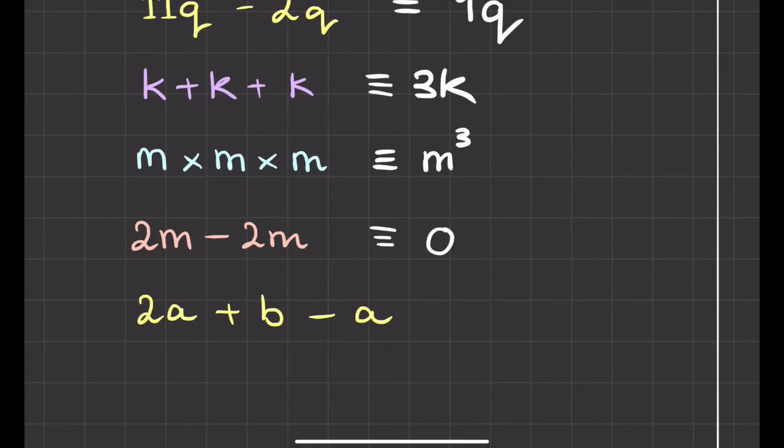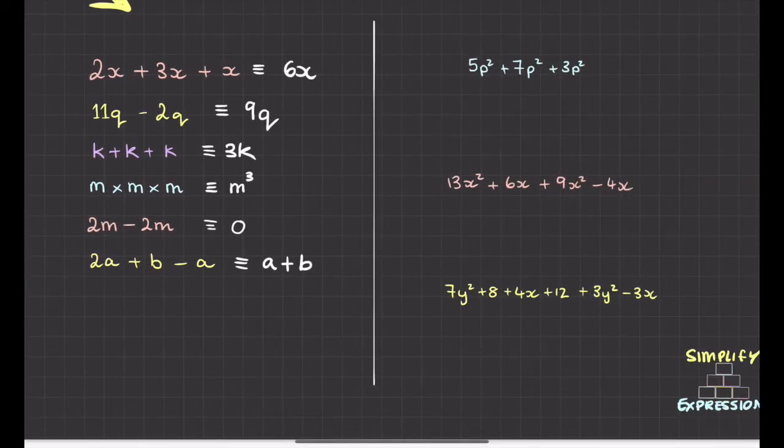And then the last one there, I've got 2a plus b minus a. So I've got 2 groups of a, I add on b, and then I take away one of my a's. Now, if I had 2 a's and then I took away one of my a's, then I'm going to be left with just 1 a. So I've got the 1 a I've got left, and I've also got that b, so I have to add that on. So these are all simplified expressions.